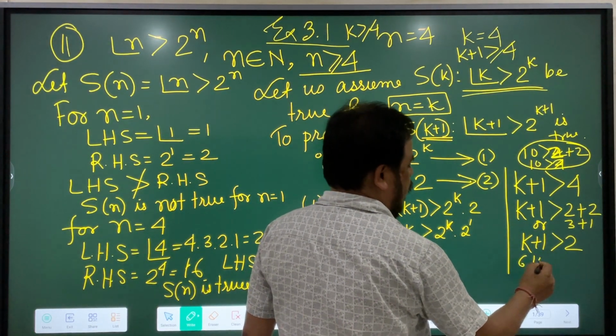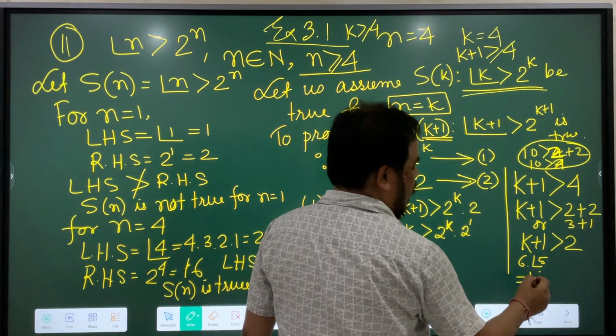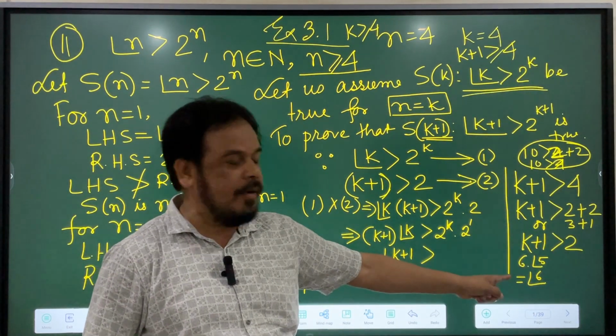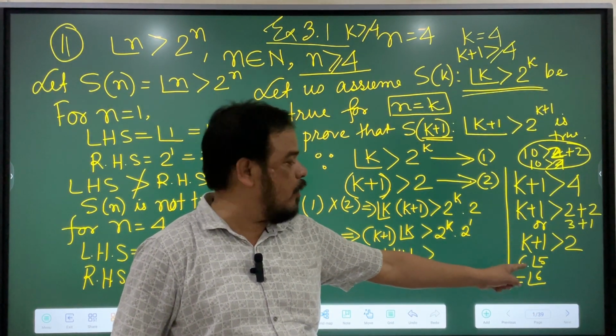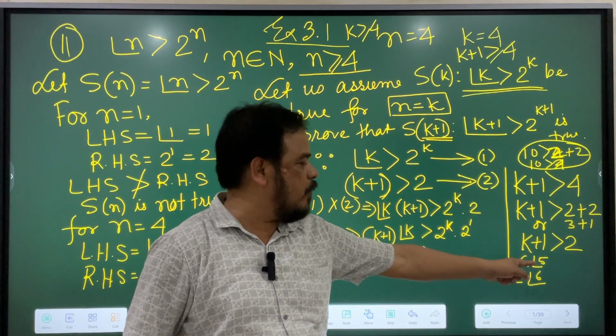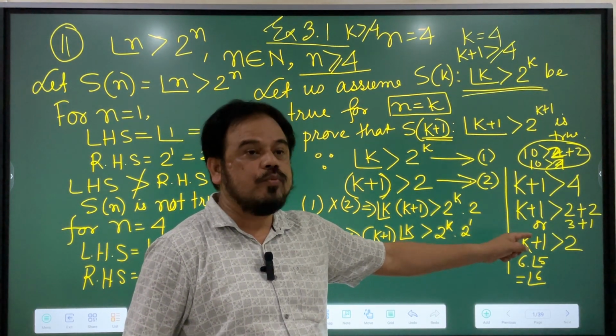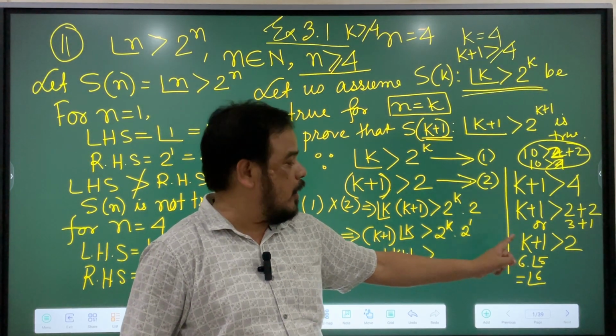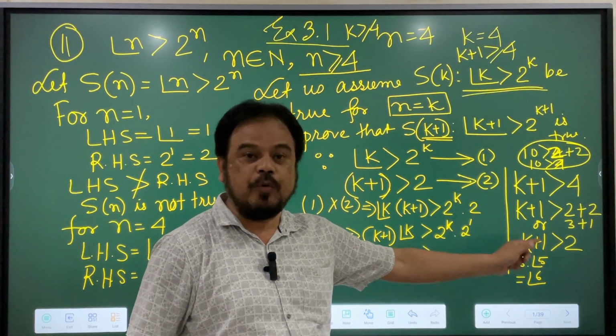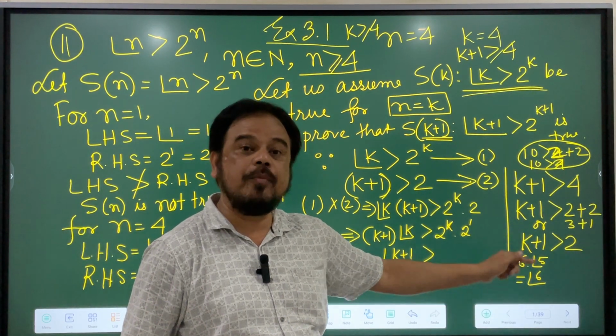6 into factorial 5 is equal to factorial 6. This one you have understood, I think. I already explained it in the previous video. 6 into factorial 5 will be factorial 6. It means the greater number into the smaller factorial: the greater number into the factorial of the smaller number equals the factorial of the greater number.